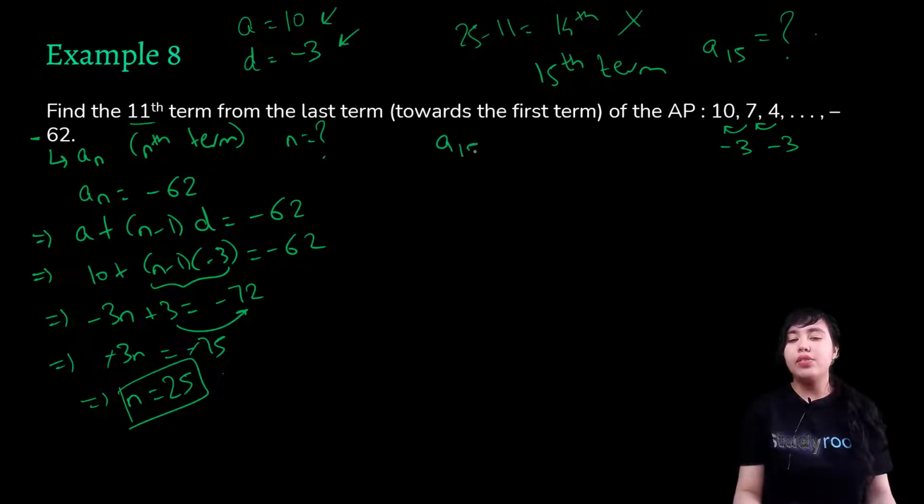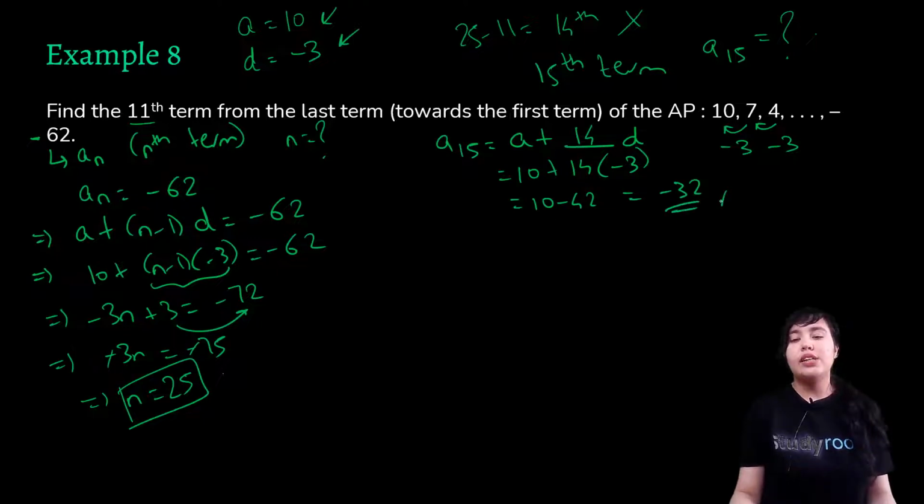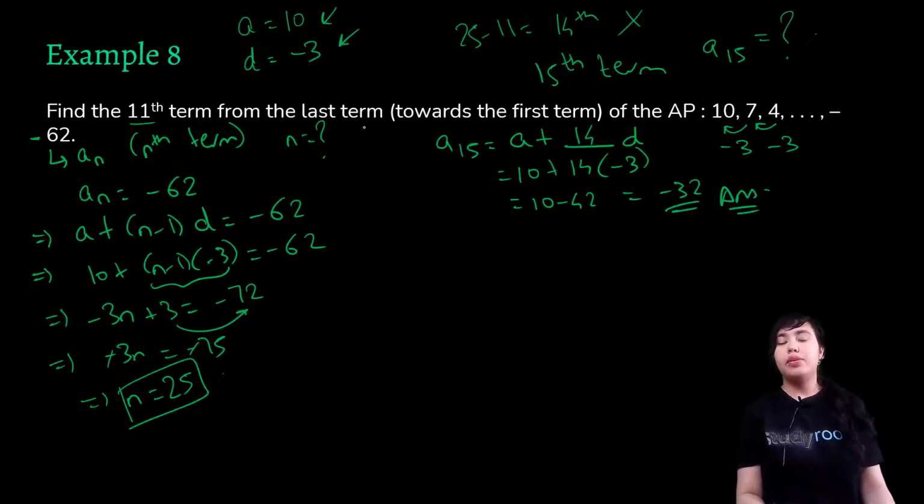So we know that A15 is equal to A plus something into D. That something is 15 minus 1, so 14. You know what is A? It is 10 plus 14 into D, which is minus 3. So this is 10 minus 42. This is minus 32. So minus 32 is the answer. This is the 11th term from the end.